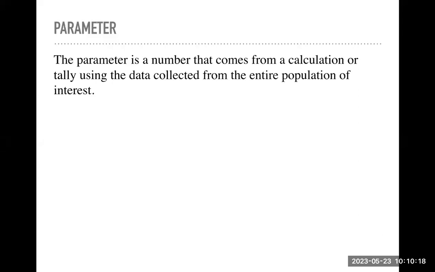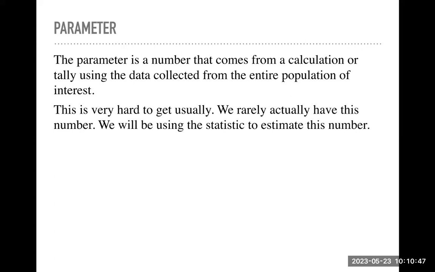The parameter is a number that comes from a calculation or tally that you got using the entire population of interest. Every single person defined in your population must be used in that calculation that we call a parameter. It is very hard to get a parameter value. We rarely ever have that number. So we'll be using the statistic to help us estimate this number.